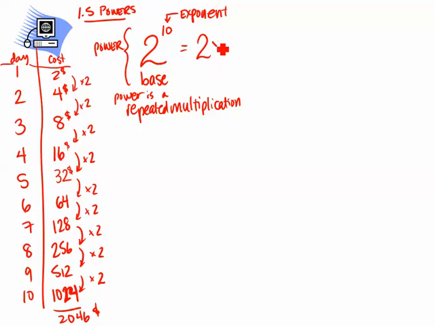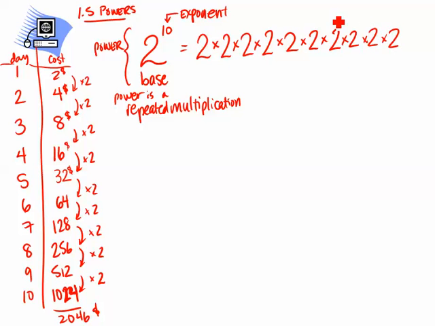It's 2 multiplied by itself a total of 10 times: 1, 2, 3, 4, 5, 6, 7, 8, 9, 10. There are actually 9 multiplications here, but there are 10 number twos. So there are 10 twos being multiplied together.